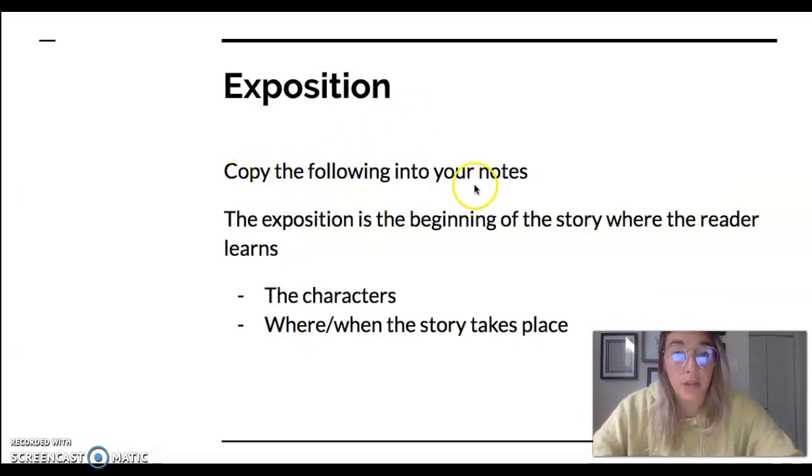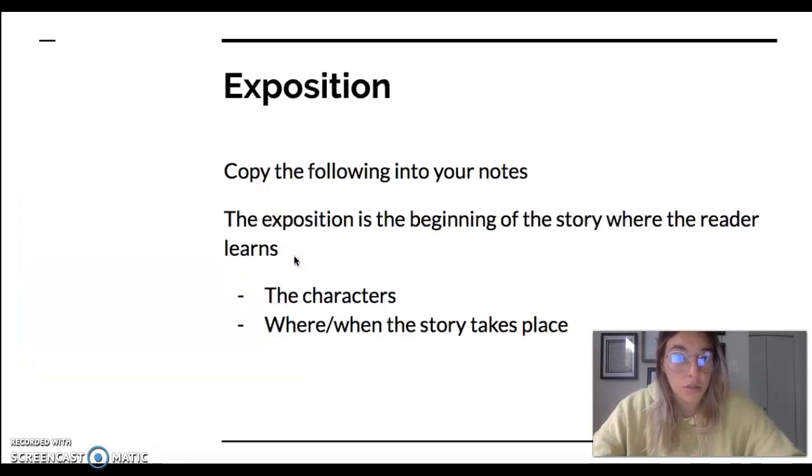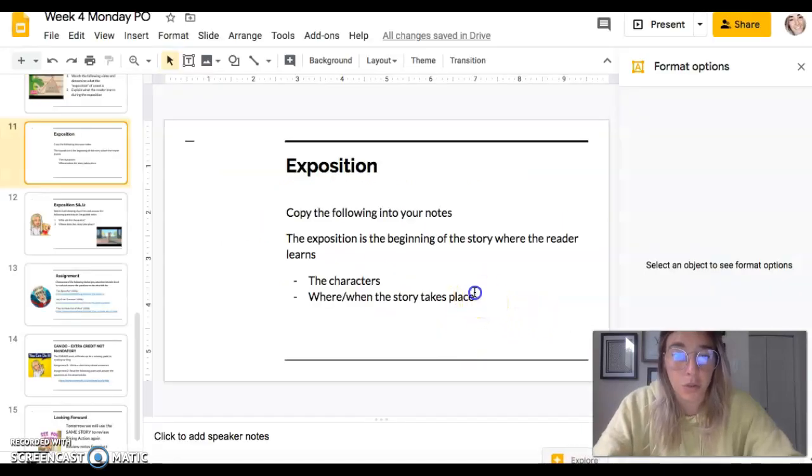So you're going to copy the following into your notes. The exposition is the beginning of the story where the reader learns the characters and where and when the story takes place. Hopefully you don't cheat, okay? Don't cheat during this. The characters and where and when the story takes place, or in other words, the setting of the story. I'm going to actually include that because I want to make sure that you know what that word is.